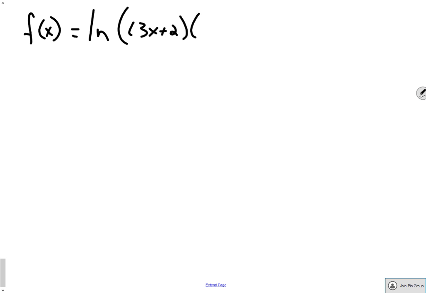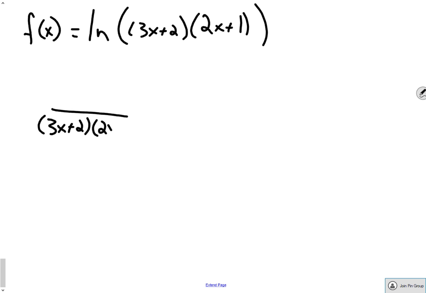one. Okay, let's do a product rule. You guys like the product rule? Yeah. And then we'll do quotient rule, or chain rule. 3x plus 2 times 2x plus 1. Put that on the bottom.